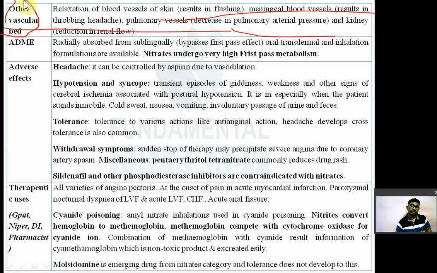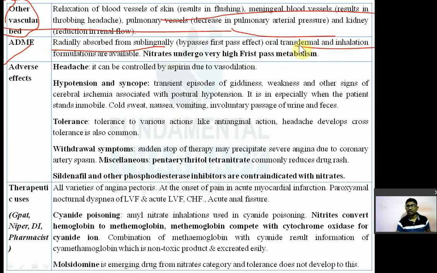बाकी ब्लड वेसल पे क्या एक्शन है, पहले तो अपन ने देखा कोरोनरी ब्लड वेसल पे और क्या एक्शन है. एब्सॉर्प्शन, डिस्ट्रीब्यूशन, मेटाबॉलिज्म, एलिमिनेशन. They are readily absorbed from sublingual route, and you know that in sublingual route there is no first pass effect. So they are absorbed by sublingual route, bypass effect, first pass, or bypass is the first pass effect. Oral or transdermal or inhalation formulations are also available.